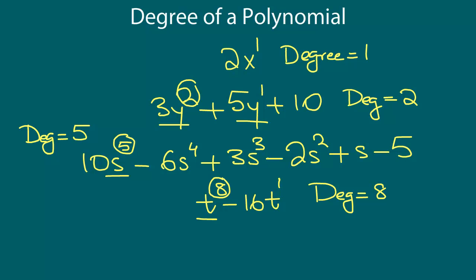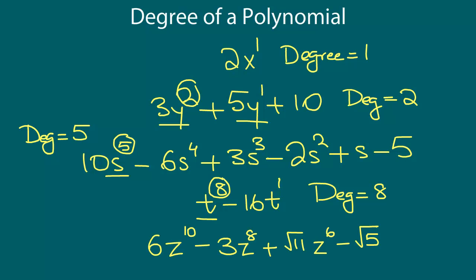And maybe we should take one last example here. And we have 6z to the power 10, or z to the power 10. Here the variable is raised to power 8, power 6. So we say that the degree of this polynomial is 10, because this is the highest power to which the variable is raised in this polynomial.